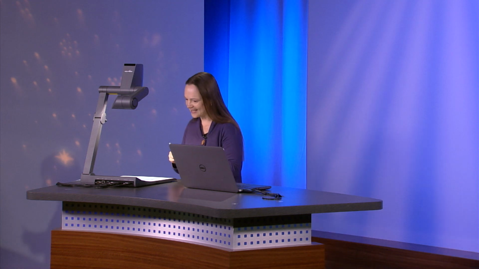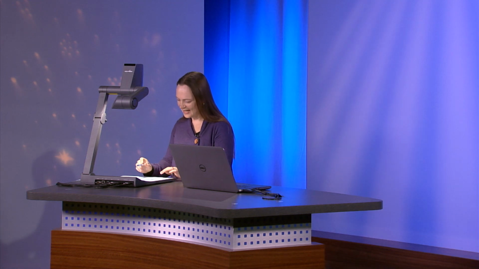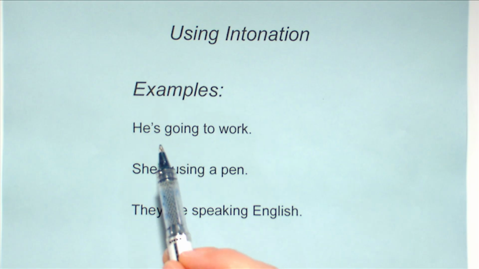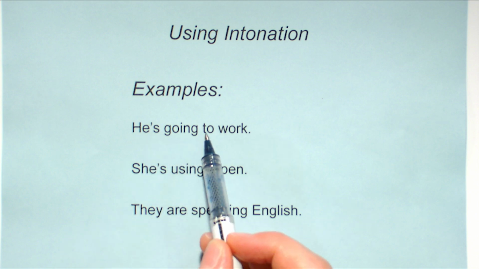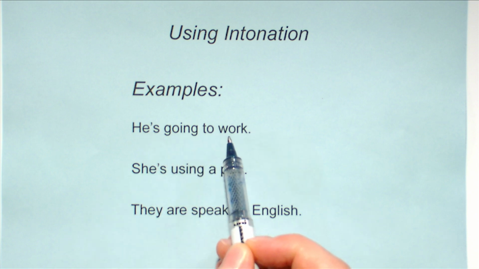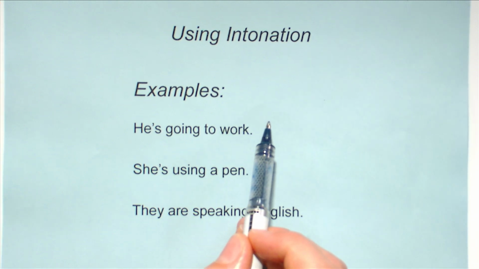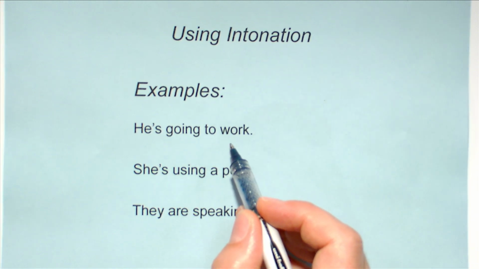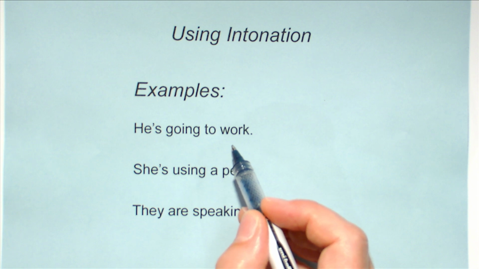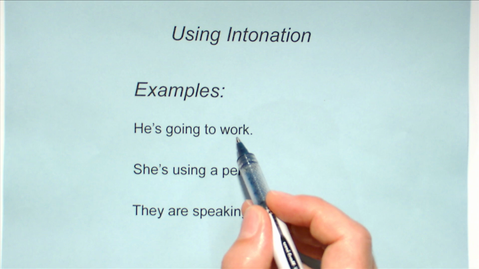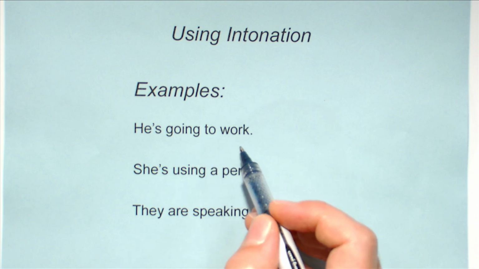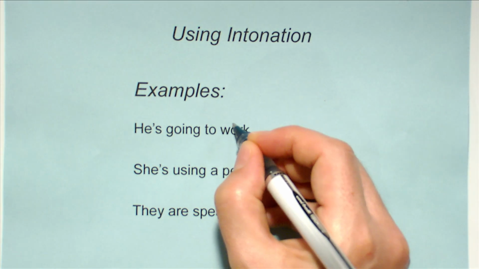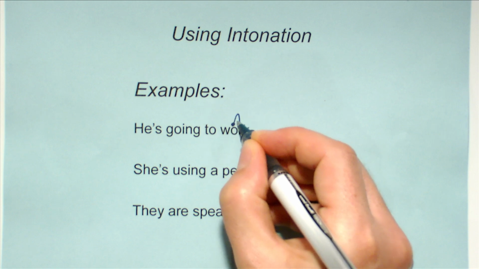So, let's look at our sentences over here. I have our first sentence for us. Repeat after me. He's going to work. Okay, now we have some intonation on here, and it actually comes on our word work. Listen to me pronounce it again. He's going to work. Did you think my intonation was going up or was going down? He's going to work. Yeah, that's right. That intonation was going down.